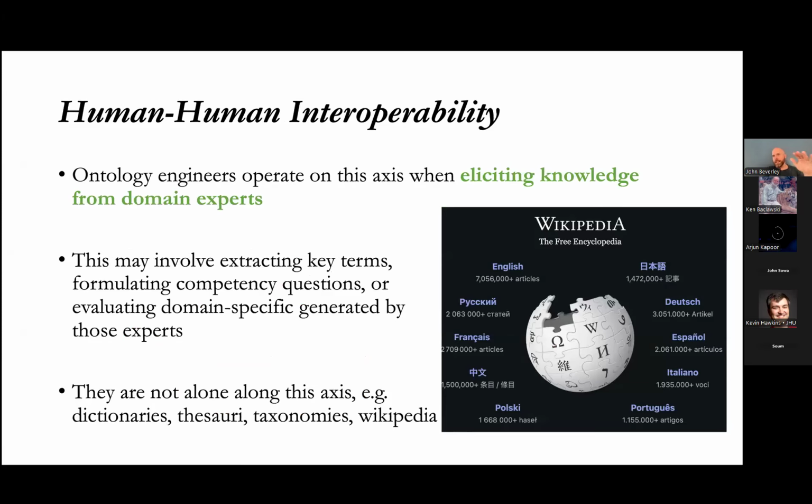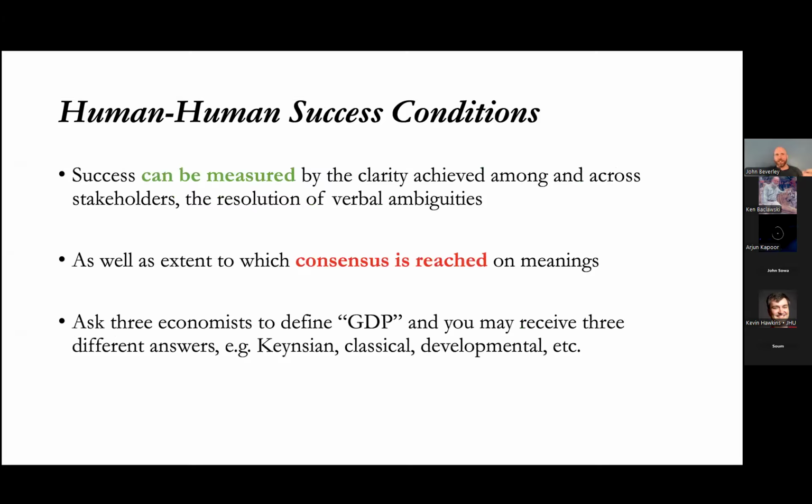We operate on this axis a lot, I think, at least in the community, when we're eliciting knowledge from domain experts, like extracting key terms or formulating competency questions. That is, questions that stakeholders or subject matter experts might want our technologies to be able to answer, or just evaluating domain-specific terms or content generated by experts. There are dictionaries, thesauri, taxonomies. Wikipedia is a good example of this sort of interoperability attempt. They've done a lot of great work recently. I think they warrant applause to that extent.